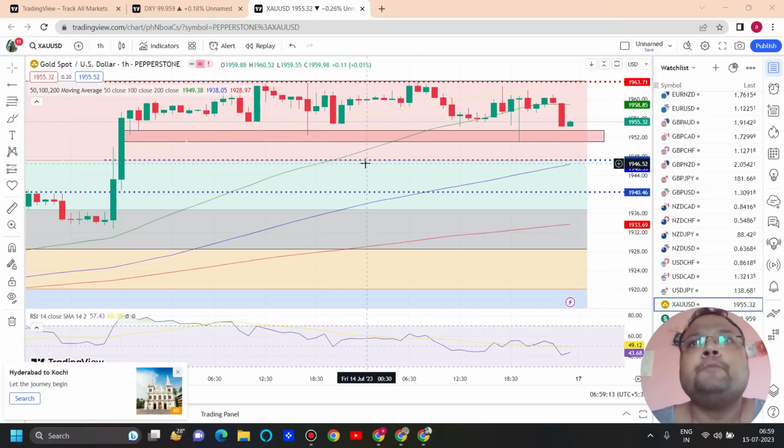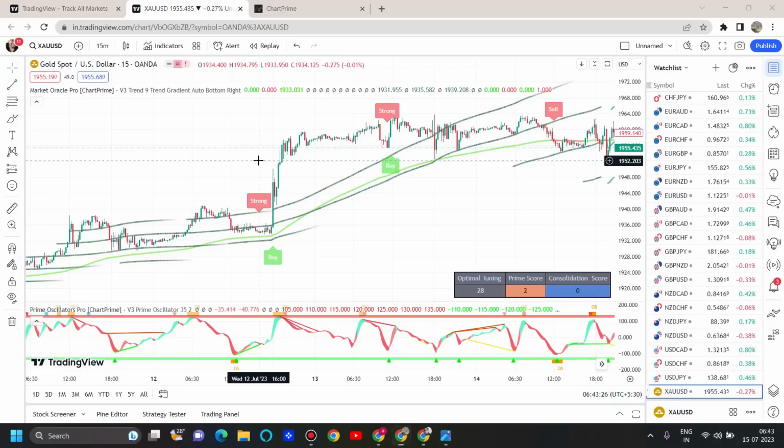And if the market is too sleepy right after market opening, we can also look for some buy on 1952 level if market takes support on 15 minutes chart. Okay, but if you don't want to take the risk, don't take the risk, because 1952 is not a good level also. That's all from my side, my dear friends.